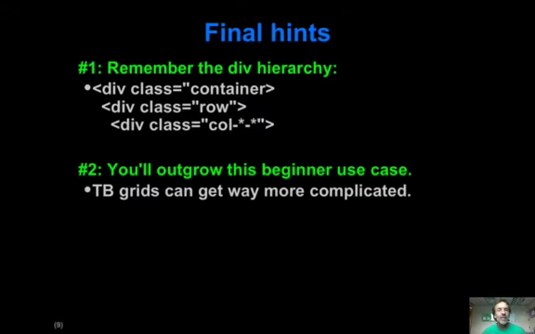Okay, final hints for this. The way Twitter Bootstrap wants things when you're using this column system is that everything is inside a container, and then inside your container you've got a row, and then inside your row is where you have these column dividers. And the second thing is, of course, this is a very simplified use case just to get you going. The Twitter Bootstrap grid system is far more complicated, as you'll see as you read the documentation, and if you want to do more complicated things, you probably can.